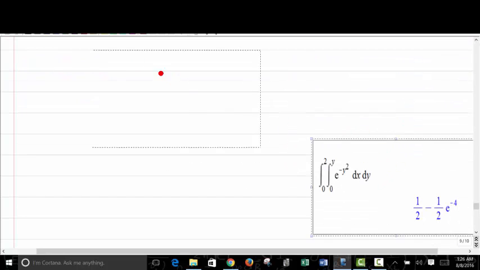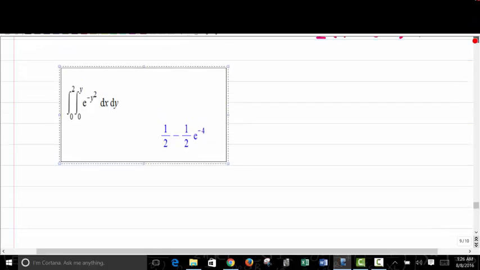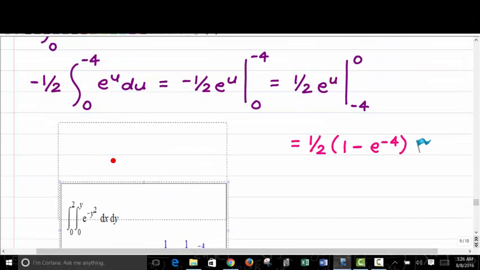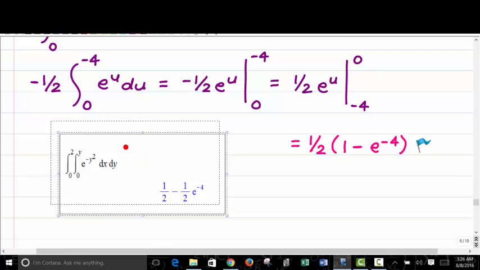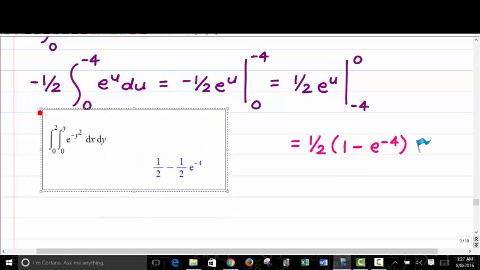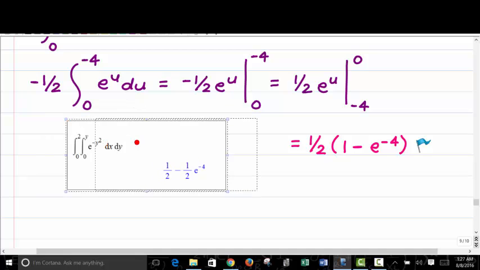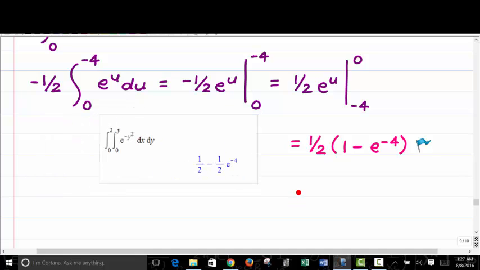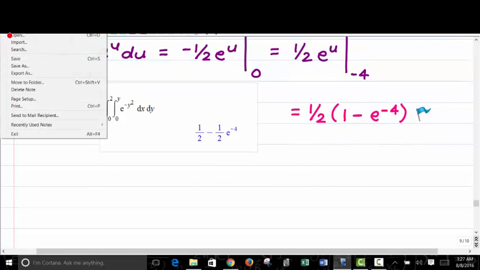All right, so let's see what Maple said here. I do believe that's the same as my answer if you distribute out the 1/2. I think we're good. Fantastic.